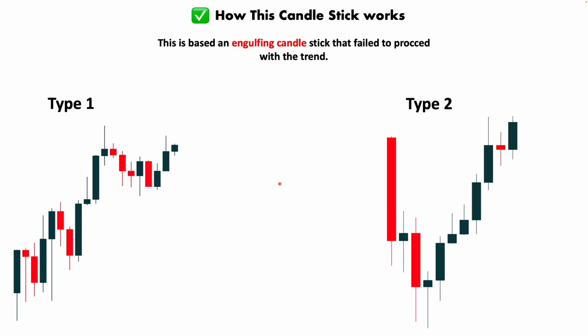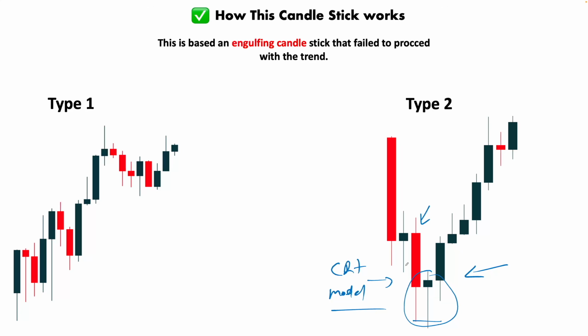We have two types. The first type is the normal one that you always see in the market, where you see a bearish engulfing candlestick and then followed by a rejection here. Most people call this a CRT model. I have made a video about it, you can check the link in the description below if you want to check it out.